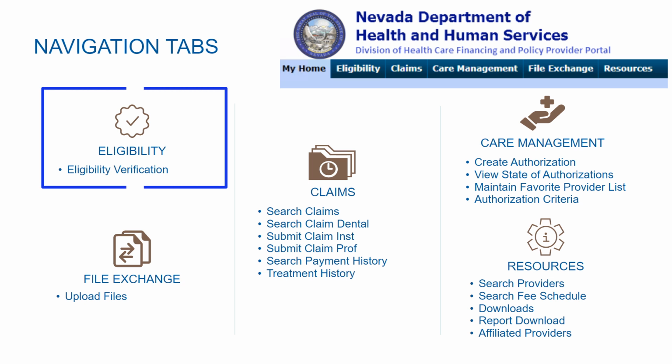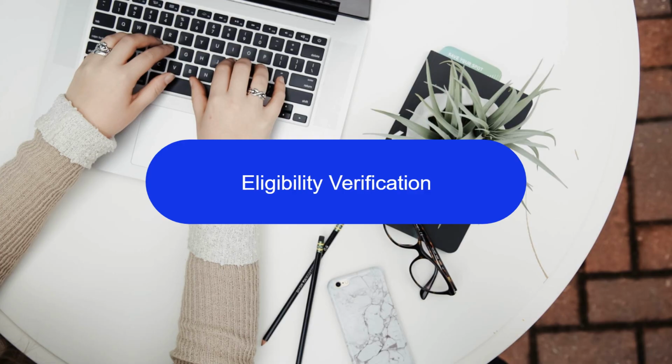This video focuses on the Eligibility tab on the navigation bar at the top of the Provider Web Portal, also known as PWP. The only subpage of the Eligibility tab is Eligibility Verification. In this section, we will explore how to check if a recipient is eligible to receive services under Nevada Medicaid.